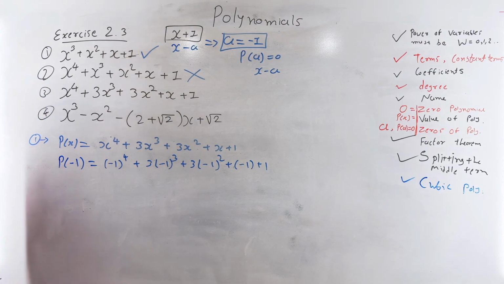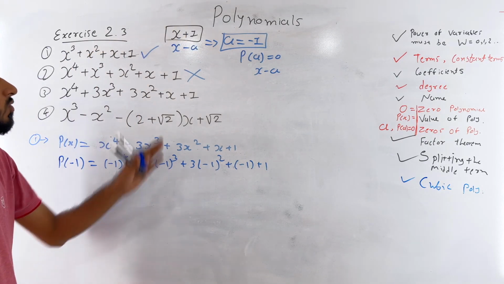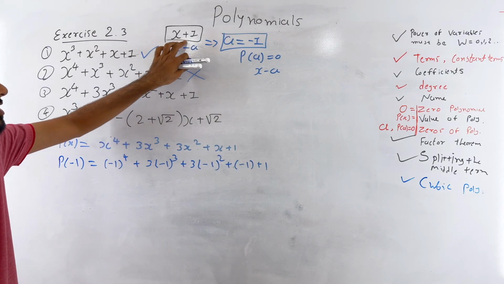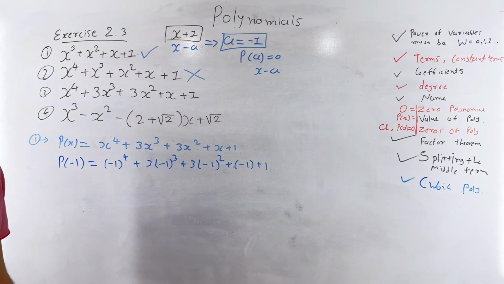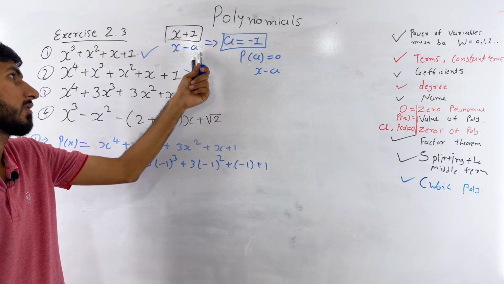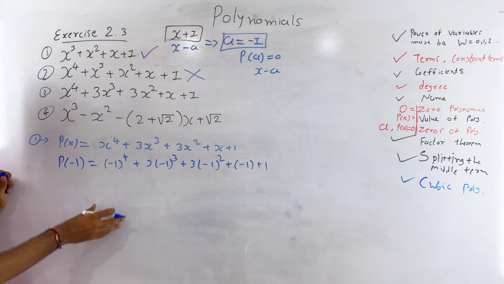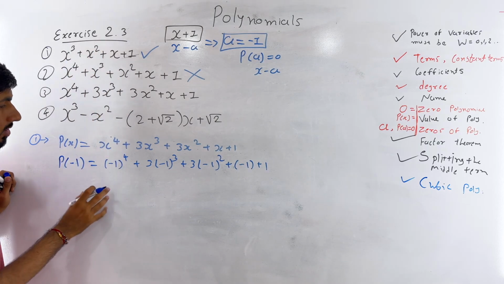Very easy, right? To check whether the given polynomial is a factor of another polynomial, yes or no, just compare it with x minus a, and find the value of a. Now after finding the value of a, just find p(a), right? We are doing the same process for all the polynomials.